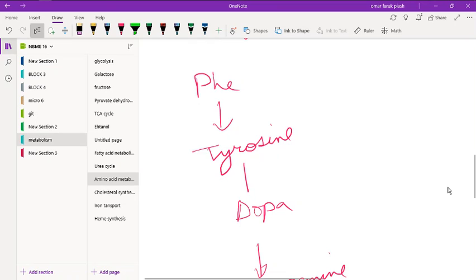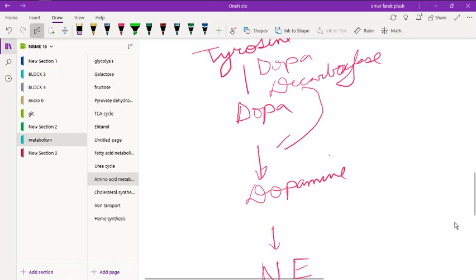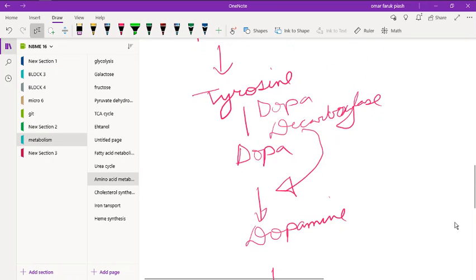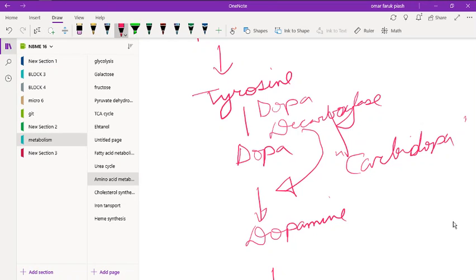From tyrosine to dopa there is an enzyme called tyrosine hydroxylase, not dopa decarboxylase. Dopa decarboxylase should be here, from dopa to dopamine, and this can be blocked by carbidopa. Carbidopa is a drug used in Parkinson's disease. In Parkinson's disease, along with levodopa, we should give carbidopa to prevent the peripheral breakdown of levodopa. Sorry, pardon me for my mistake.